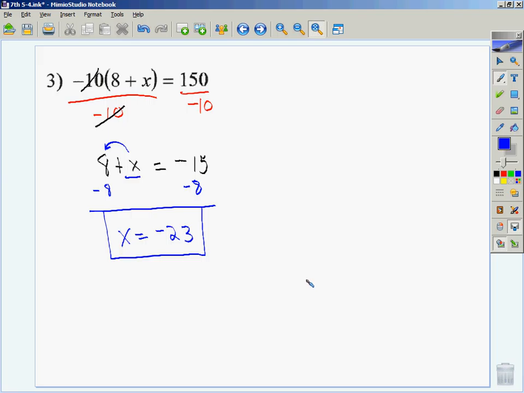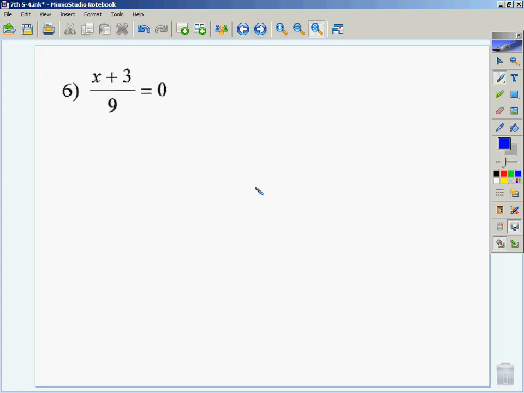Can I go forward? Let's look at number 6. If I'm looking at where x is in the numerator of this fraction, which means that x is in a spot where it's being divided by 9. How do I get rid of division? Multiplication. So I'm going to multiply both sides by 9.